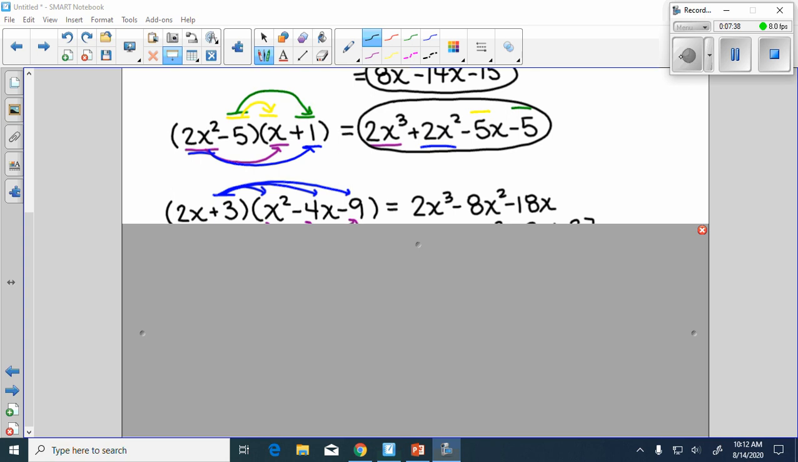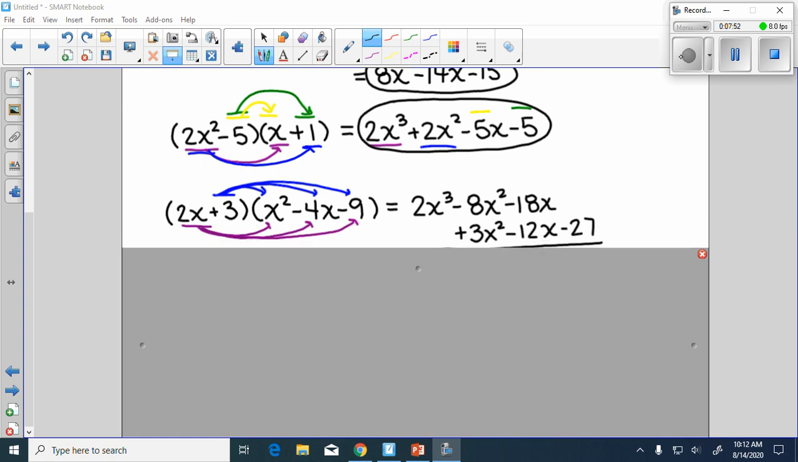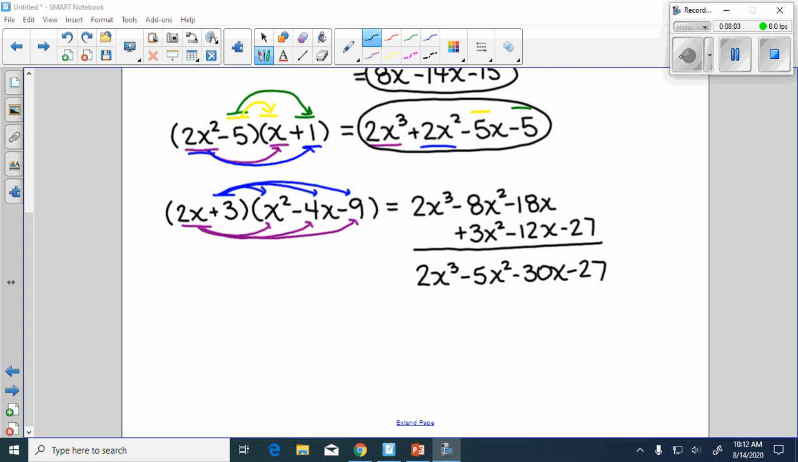All right, so if we distribute the 2x times all 3 terms, these are the 3 pieces that I got. Okay, if you didn't get these 3 terms, go ahead and pause the video again, see if you can find your mistake. When you distribute the positive 3 to all the pieces, you should get 3x squared minus 12x minus 27. And then when you combine your like terms, we should get 2x cubed minus 5x squared minus 30x minus 27. Okay, here is our final answer for the simplified product.